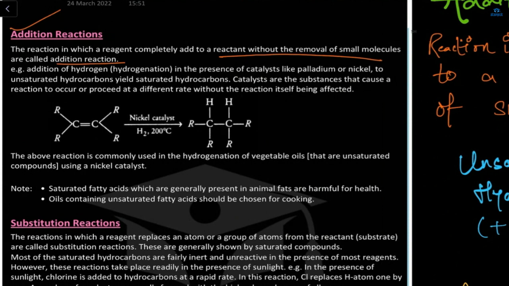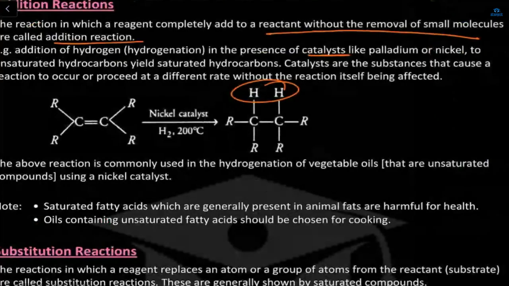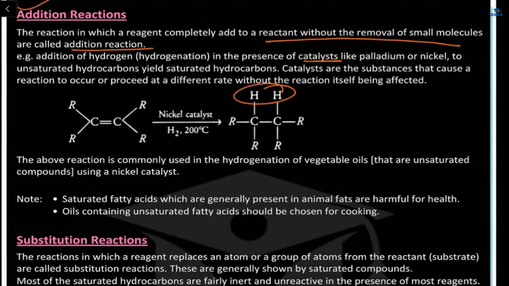For example, here is the addition of hydrogen in the presence of catalyst. And what is the use of catalyst? The catalyst makes the reaction fast or slow without itself being affected, involved in or consumed in the reaction. So this is the use of the catalyst.